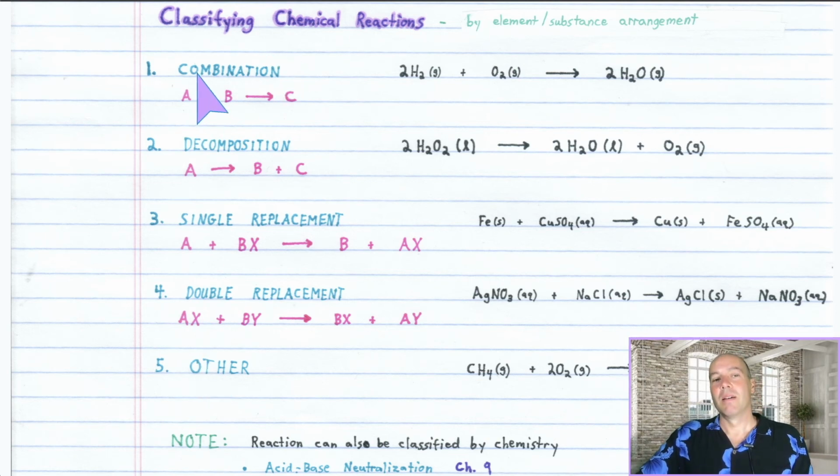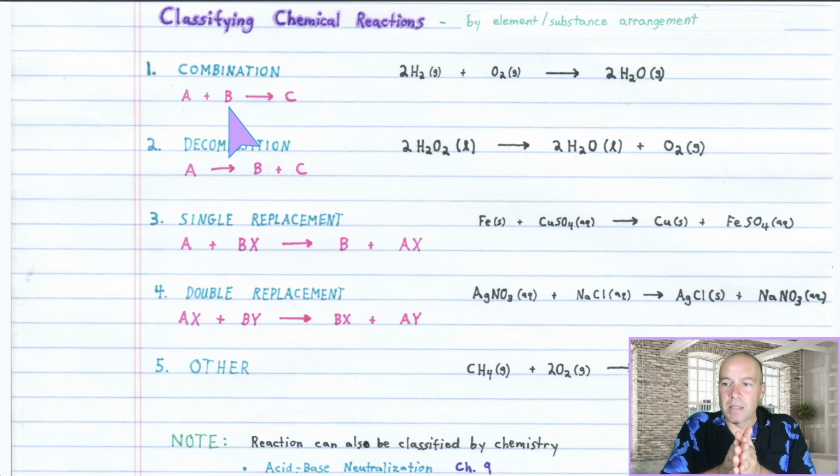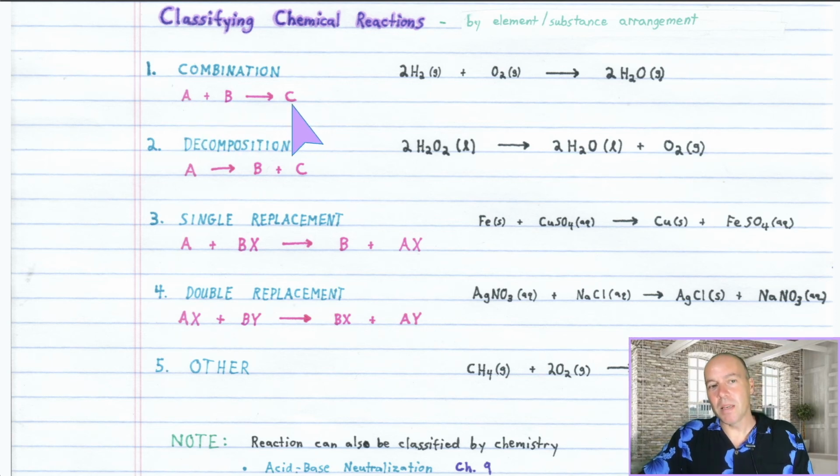Okay? First, combination. Combination reactions take 2 or more substances and combine them to form a single substance. So it might look like this: A plus B form C. So you have 2 substances and they react to form one. So they're combining together. An example would be the combustion of hydrogen.